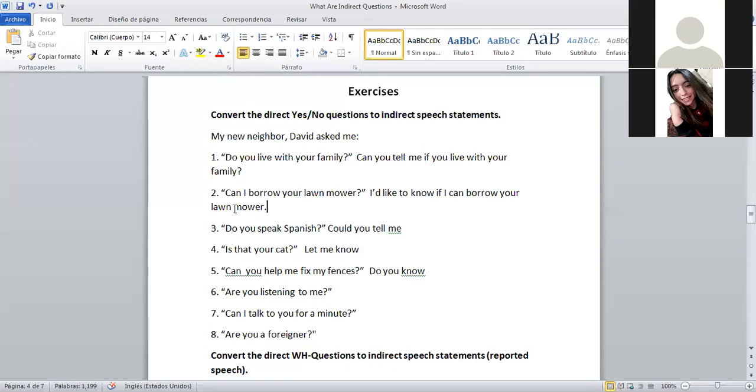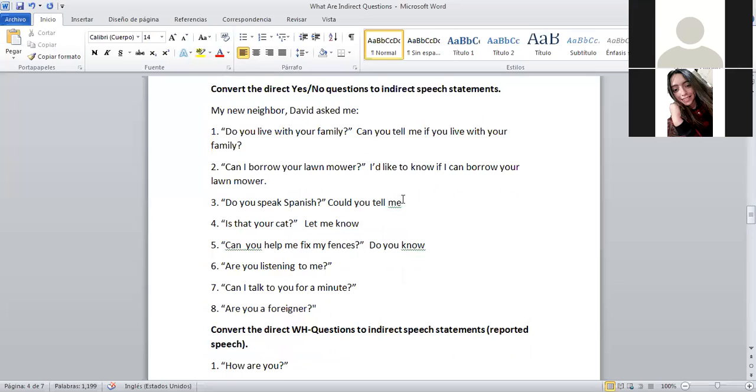El lawn is not the grass itself, but the whole yard that has grass. Ajá, me gustaría saber si usted me puede prestar su podadora. Okay. Más cordialmente, I'd like to know, me gustaría saber si me podría prestar. Si me puede prestar. Okay, now the next one, will you tell me?